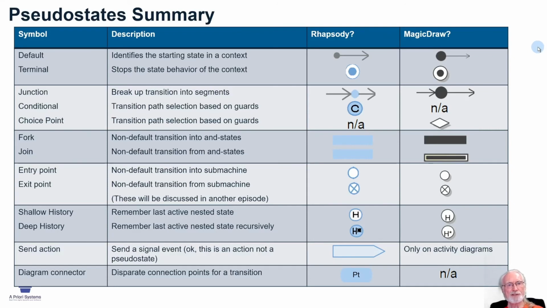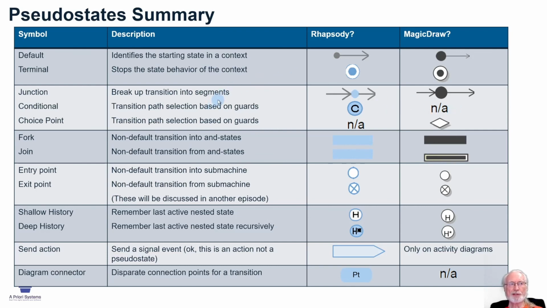So let's summarize what we've seen. We talked about defaults, terminal, pseudostates, and the diagram connectors, which is a Rhapsody only thing. We talked about junctions and how both Rhapsody and Cameo deviate from the standard in different ways. Conditionals, which is a Rhapsody only thing, makes up for the problem that Rhapsody has with junctions. It's not supported in Cameo.